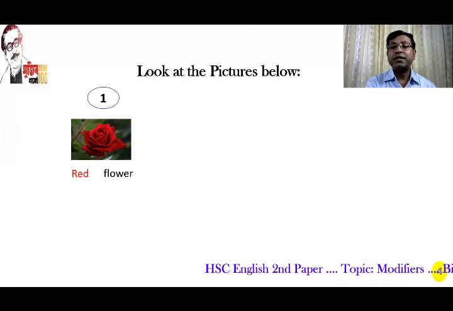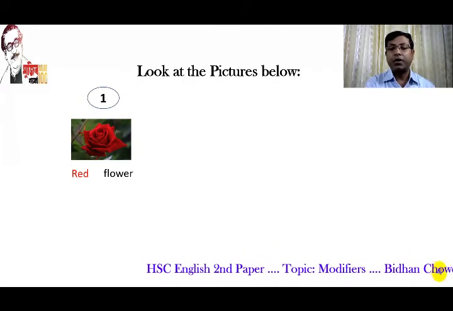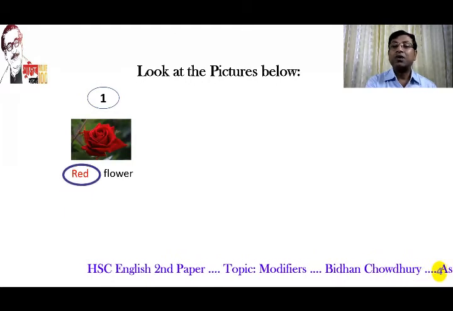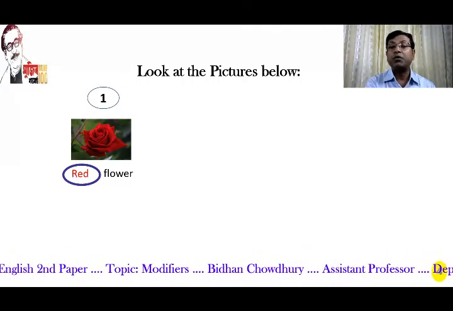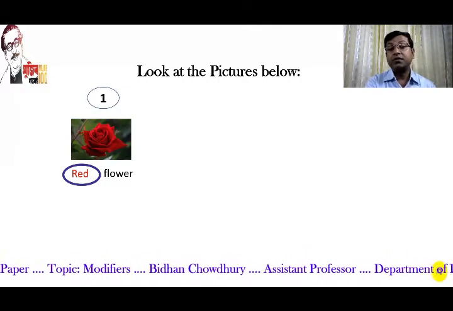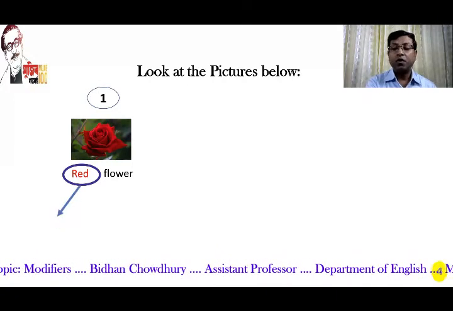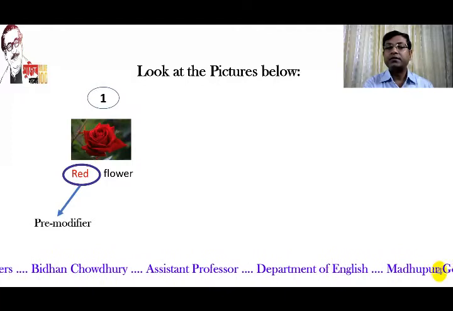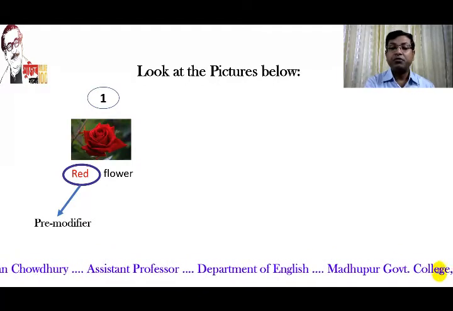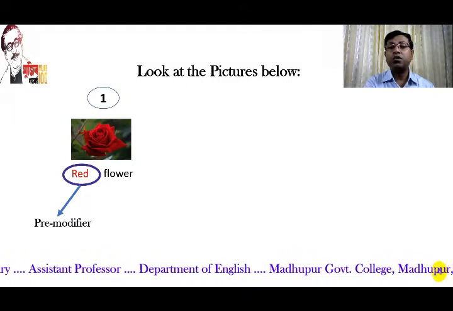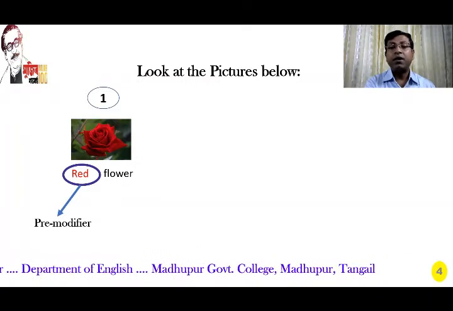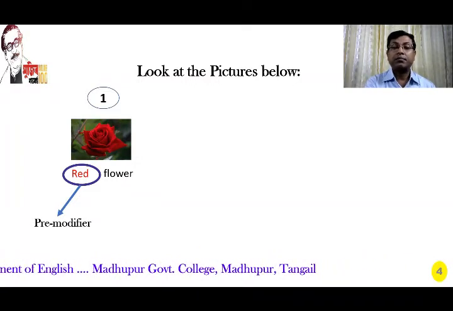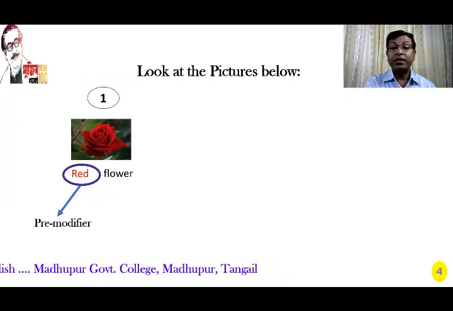So the word red here is used only to describe the noun flower. That is why the word red is a modifier, as it is giving us some information about the noun. And as it is used before the noun, it is called pre-modifier. Understand, my dear students, a pre-modifier always comes before the word it modifies. And here in picture number 1, a noun, that is a flower, is being modified by the word red. So red is an example of pre-modifier.